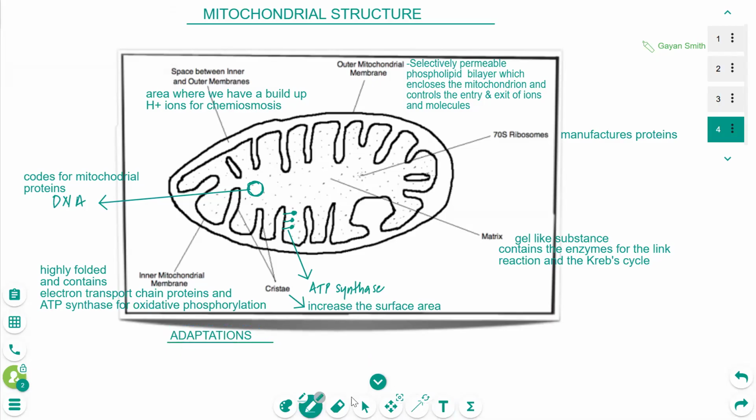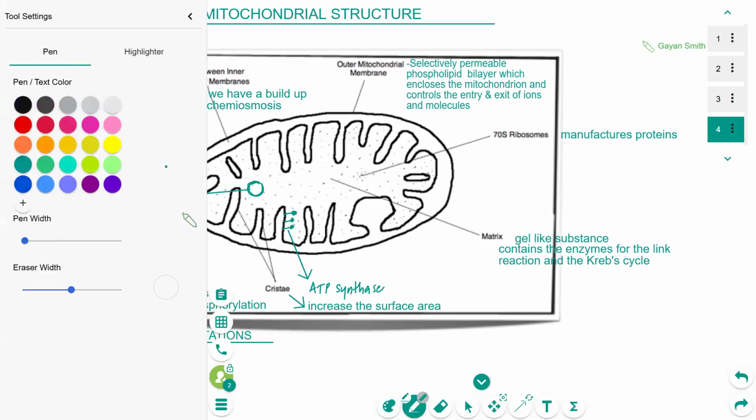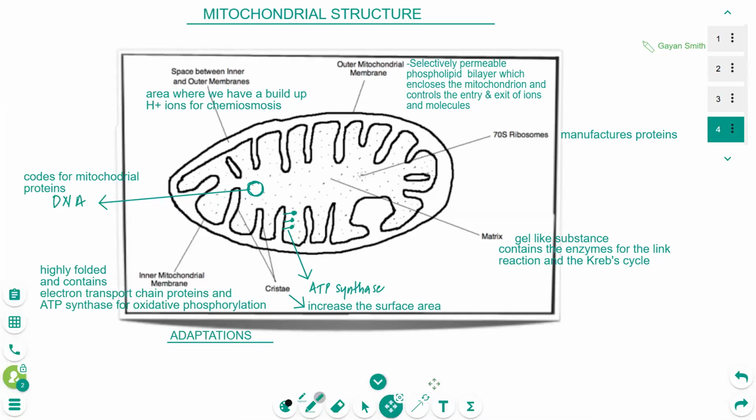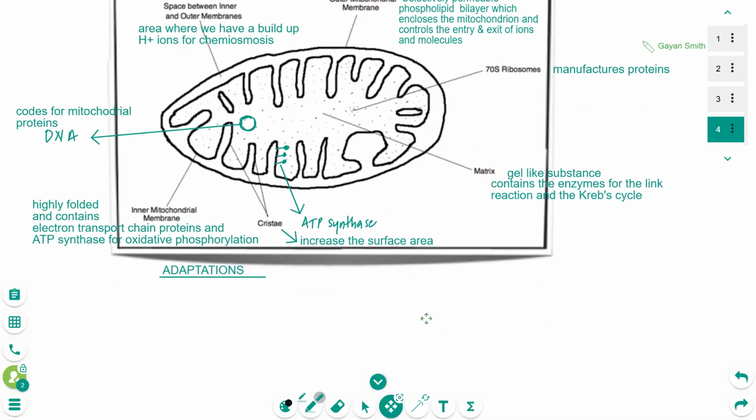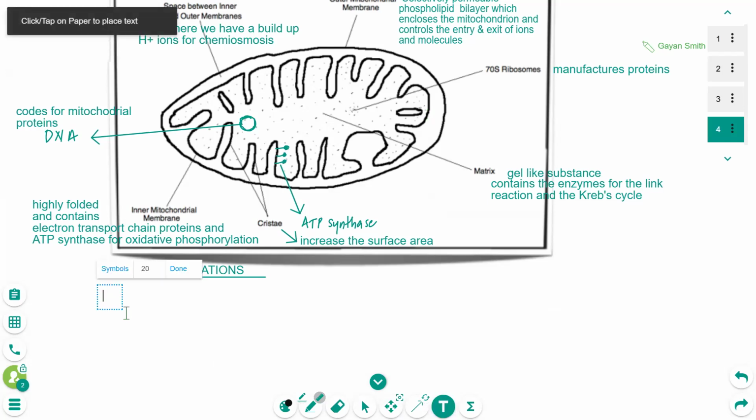Right, so as you go through the adaptations, you might see some similarity to what we did when we annotated the diagram. All right, so the function of this organelle is really to carry out oxidative phosphorylation.